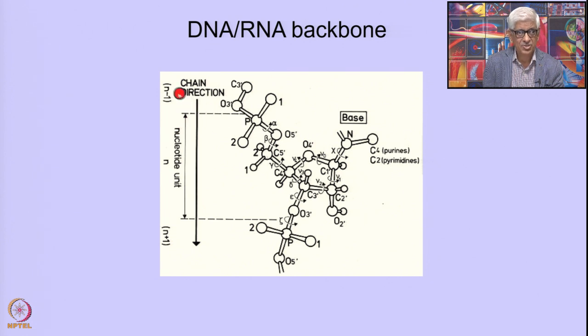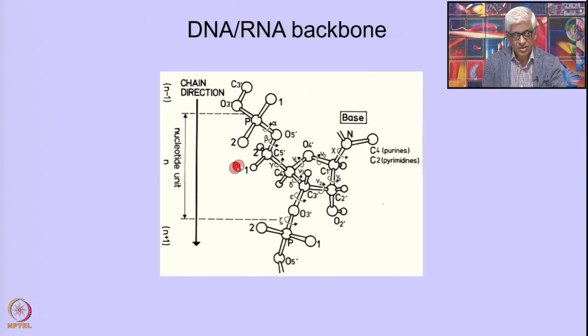We represent the chain direction going from n minus 1 to n plus 1, in this direction. So we write it as the 3 prime end and the 5 prime end here. These atoms are labeled in this manner. The sugar ring atoms are called C1 prime, C2 prime, C3 prime, C4 prime and C5 prime. The C5 prime of this unit is attached to the phosphate group here, and this phosphate group is attached to the C3 prime end at this point. There is an oxygen here, and this C3 prime attaches through the phosphate group to the 5 prime end of the next nucleotide, and this is the way the sequence goes on.